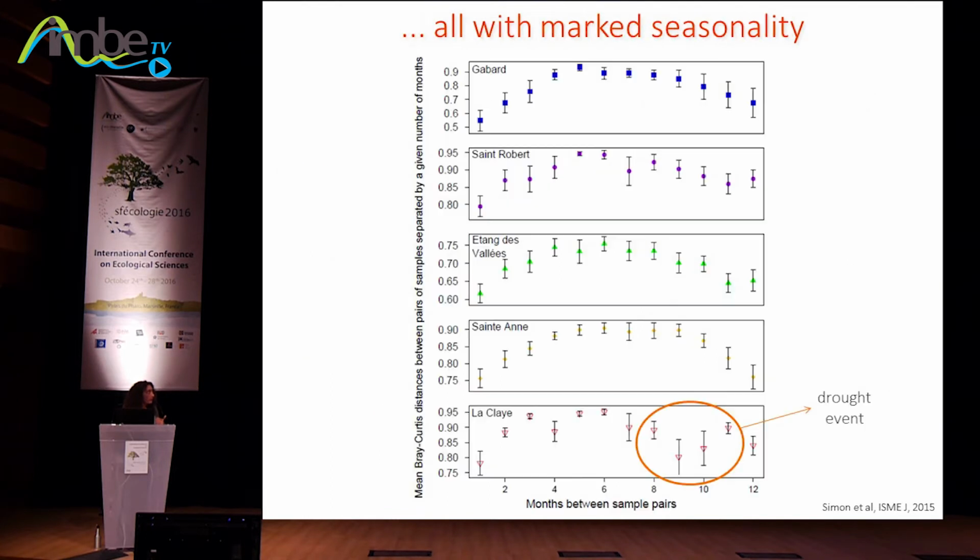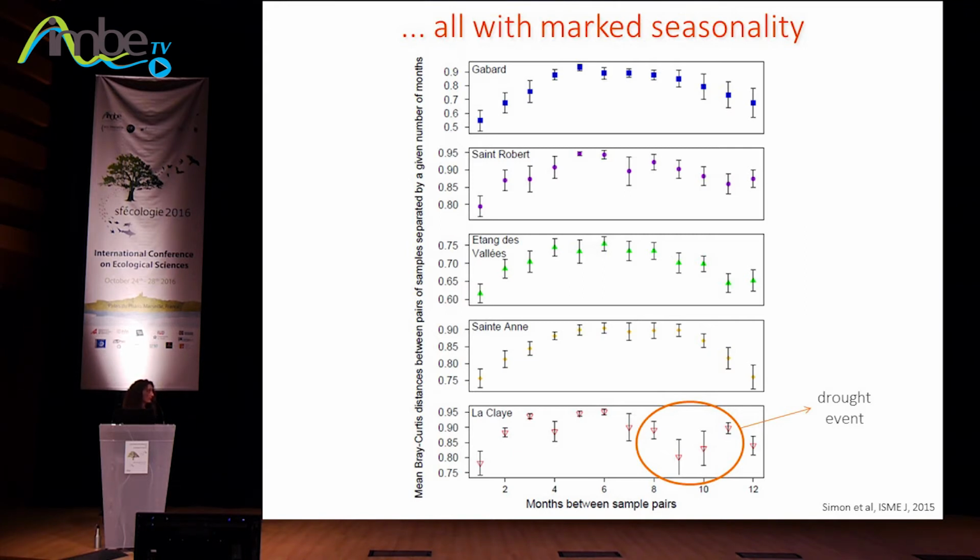But despite this difference, they all show the same marked seasonality that you can see when you compare pairs of samples separated by 1 month, 2 months, 4 months, etc., up to 12 months. And then you can see that samples separated by 6 months, like summer and winter, are more dissimilar than samples separated by 12 months. There appears to be an exception here, but this is actually a drought event.